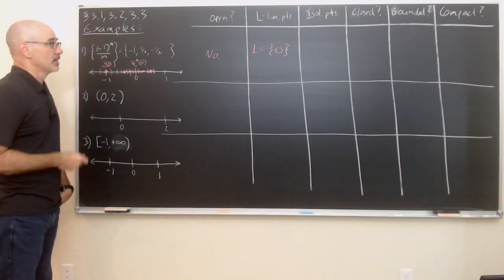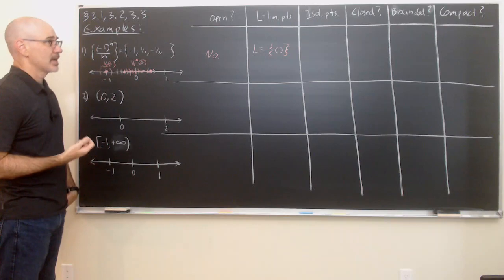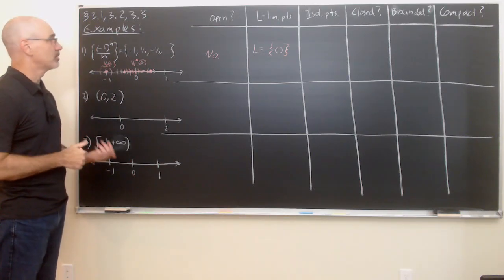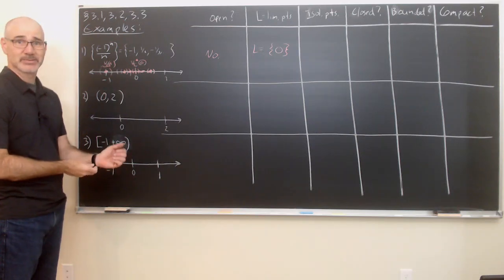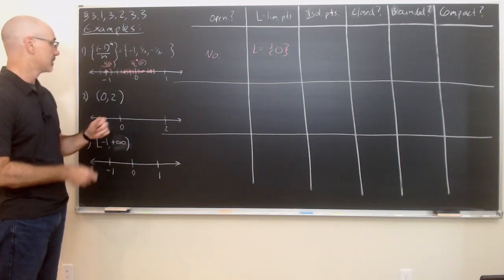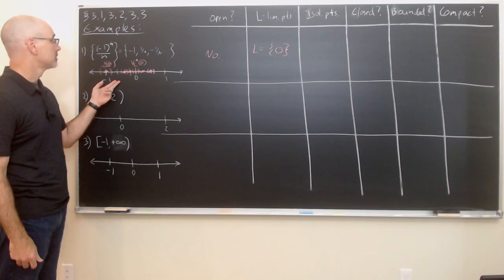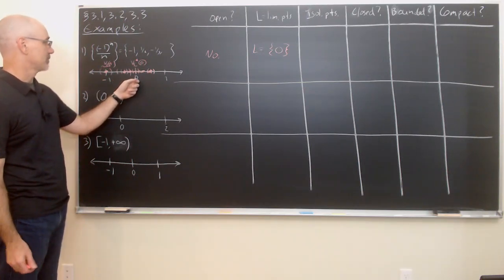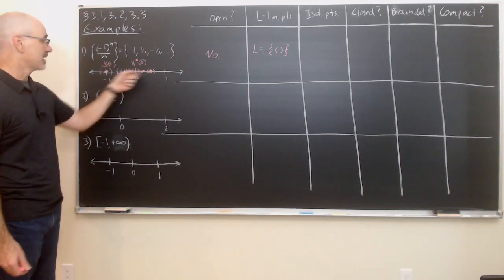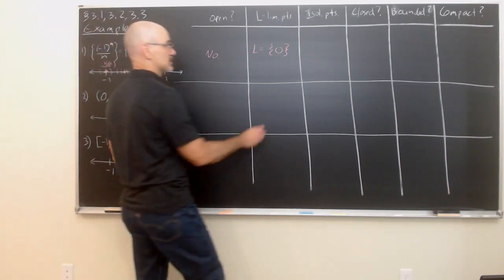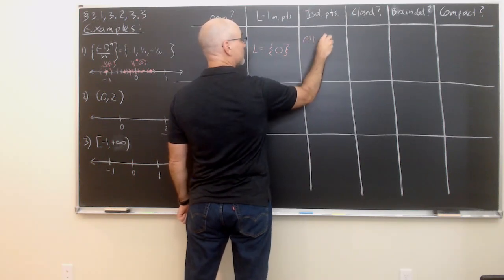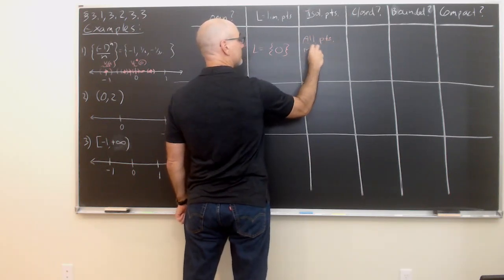All right, now next up we have isolated points, and the isolated points, remember, are any points in the set that aren't limit points. And so we've already kind of shown that everything in the set is an isolated point. We only have one limit point, that one's not in the set, but everything that's a member of the set is an isolated point. So this is all points in the set.